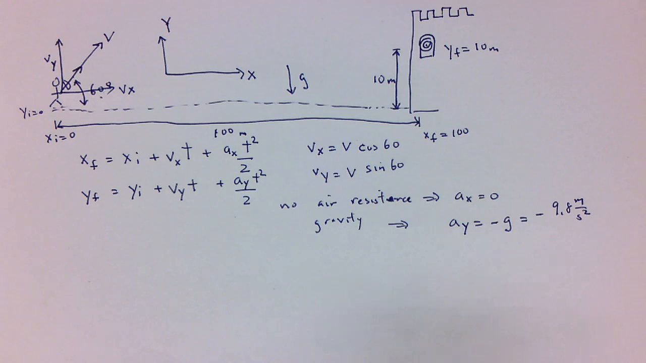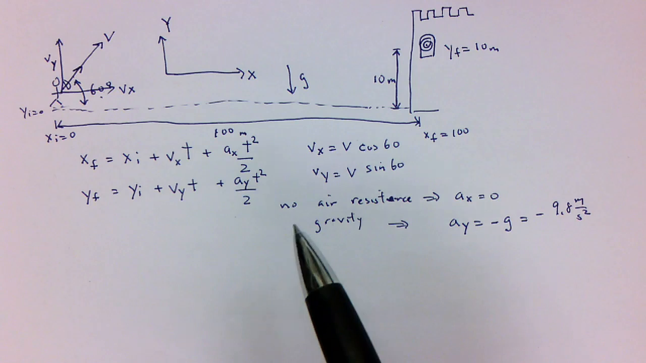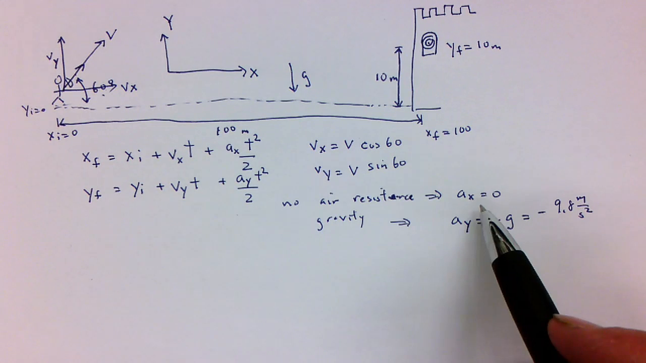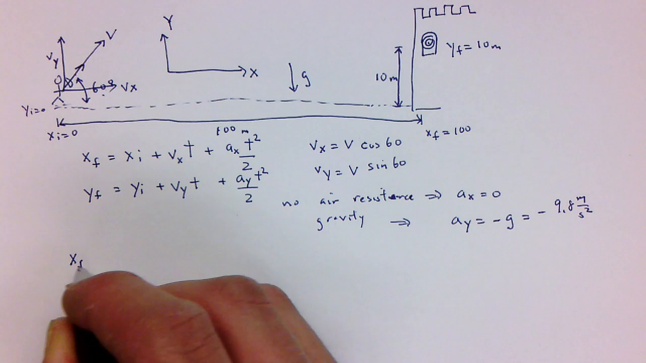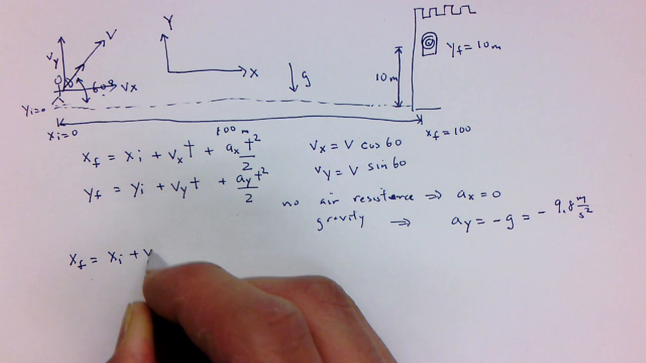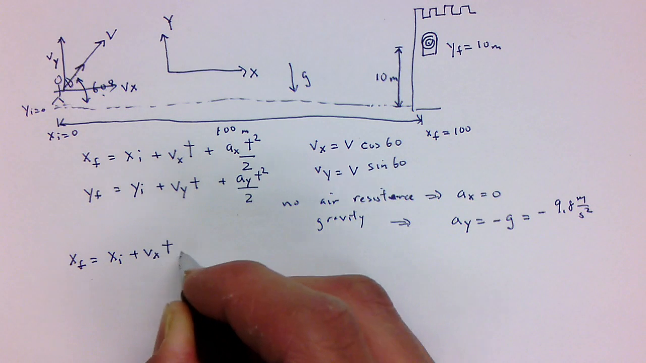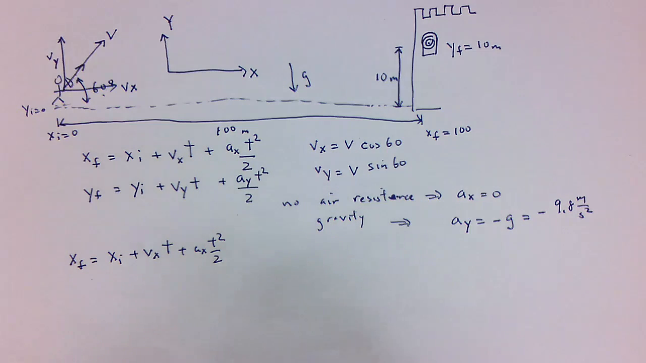Let's write down these two equations now in a form where we know the new pieces of information. So for instance, let's start with the x direction. x final is equal to x initial plus vx t plus ax t squared over 2. I'm just rewriting these equations.